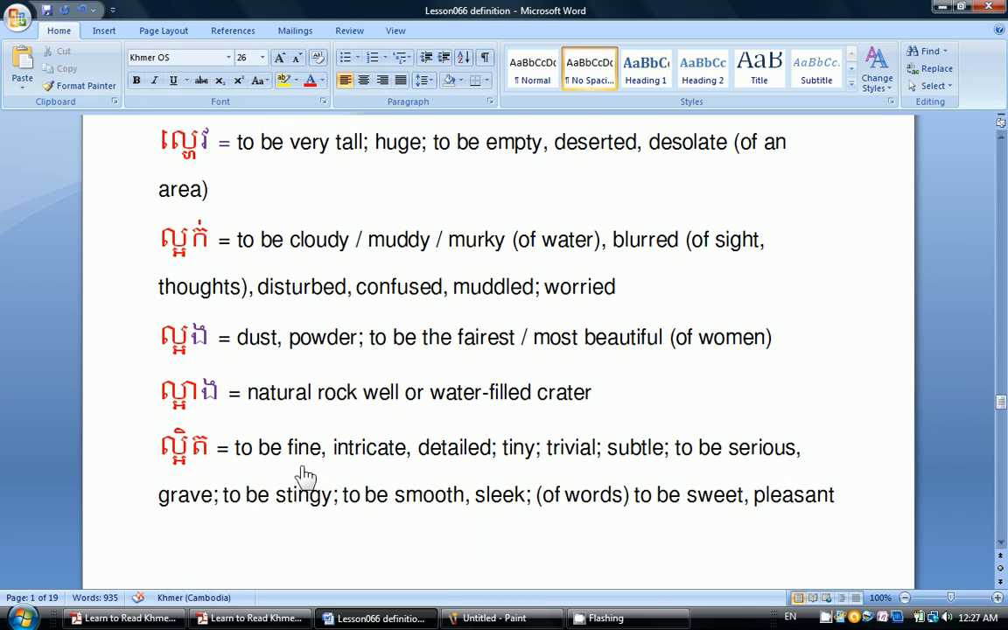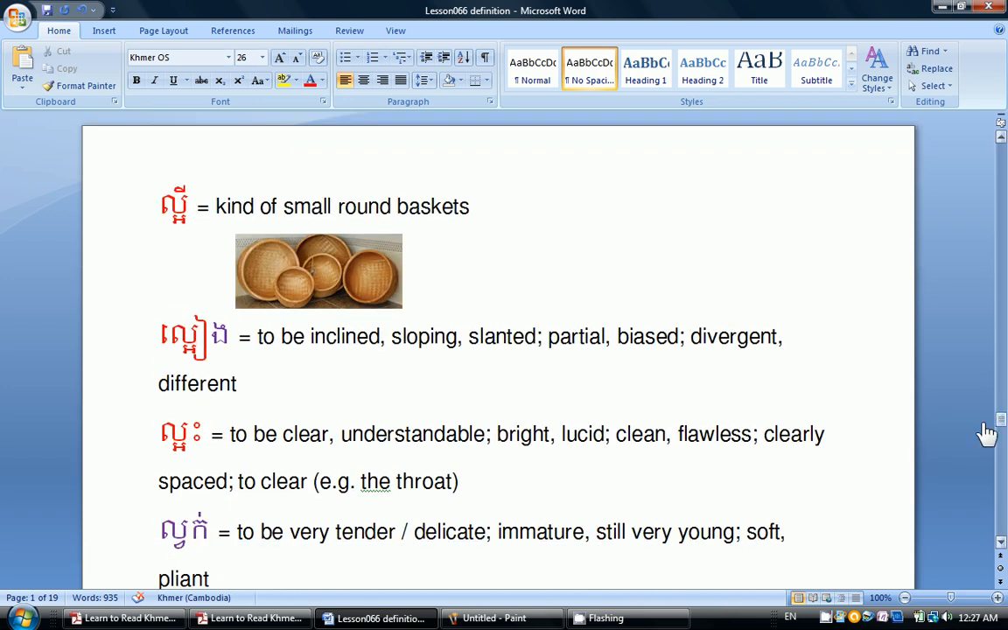La'at means to be fine, intricate, detailed, tiny, trivial, subtle, serious, grave, stingy, smooth, slick, or of words to be sweet or pleasant. La'ai is a kind of small round basket. Here is a picture of la'ai.